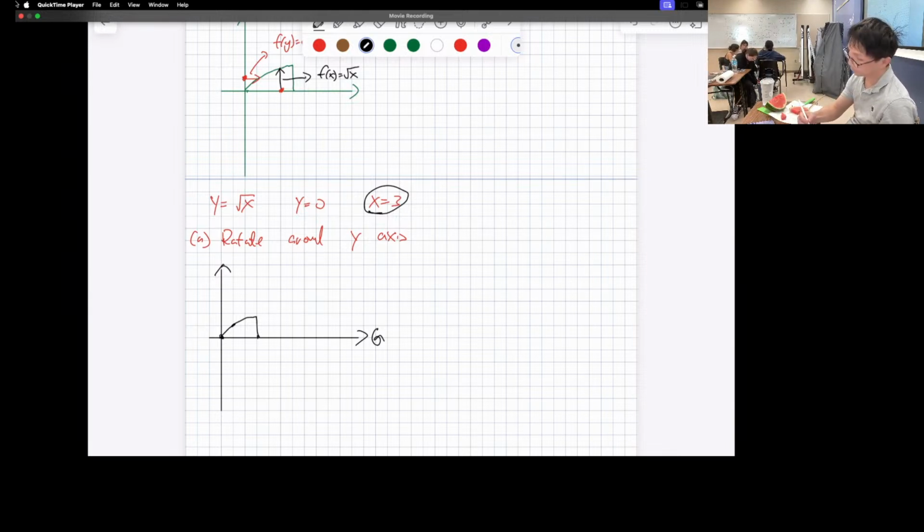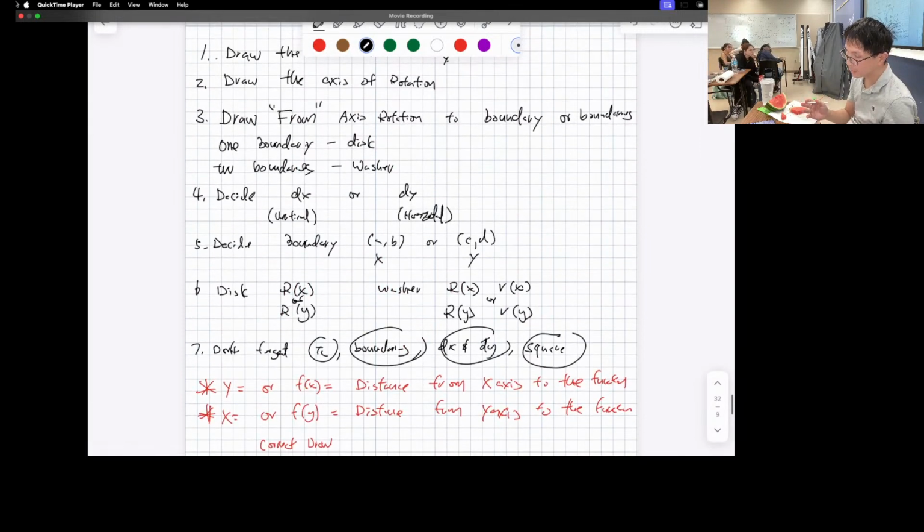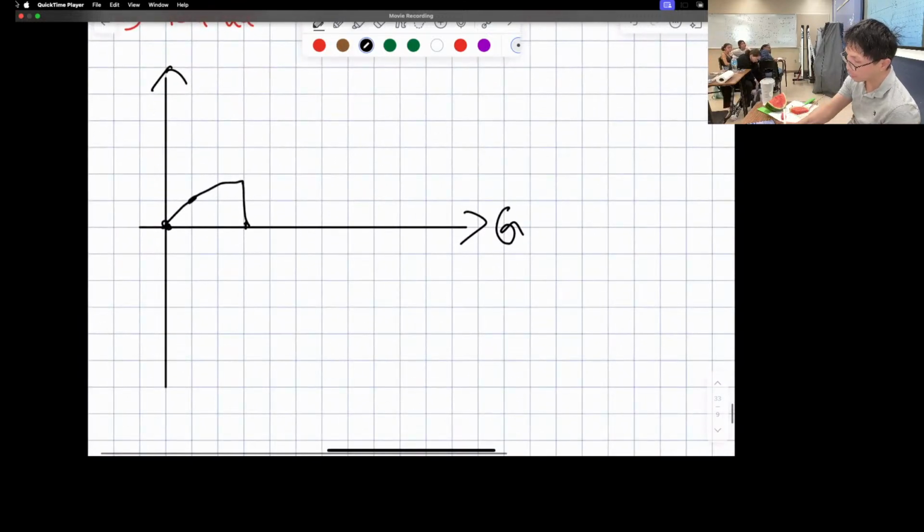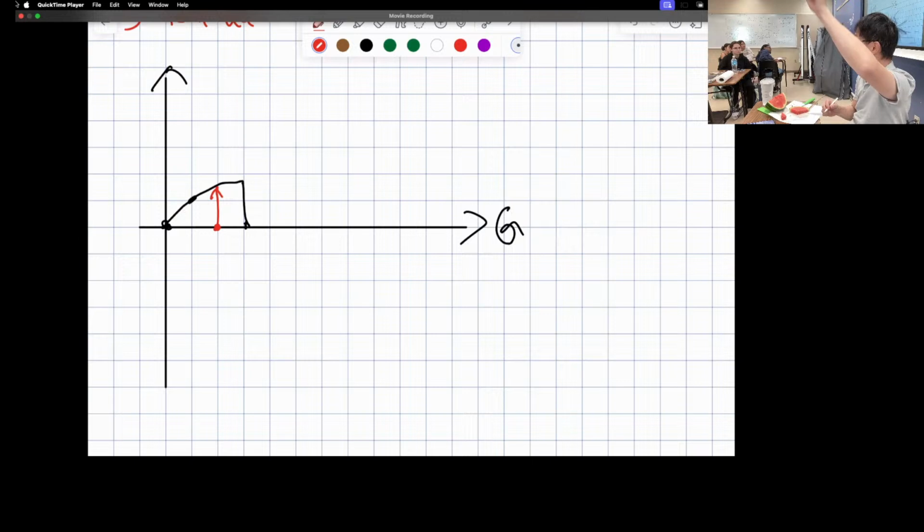Okay, so now did you draw the axis of rotation? Did you do this? Okay, so now I'm going to draw from the axis of rotation. Make sure you draw it from here to here. It has to be from the axis to the boundary, not from the boundary to the axis of rotation, because it matters. It matters a lot. You have to draw from this point to there.